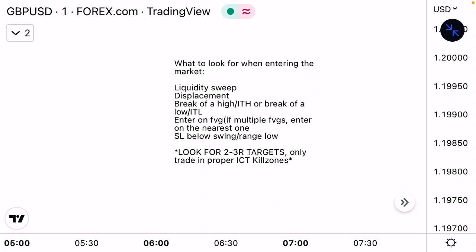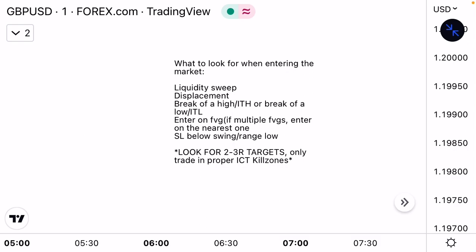So we look for a liquidity sweep, displacement, break of a high / intermediate term high, or a break of a low / intermediate term low. And then we look for an FVG, and then we enter on the fair value gap. If there's multiple FVGs, we enter on the nearest one, and we have our stop loss below the swing / range low. And we are looking for 2 to 3 R targets minimum, and we will only trade in proper ICT kill zones.